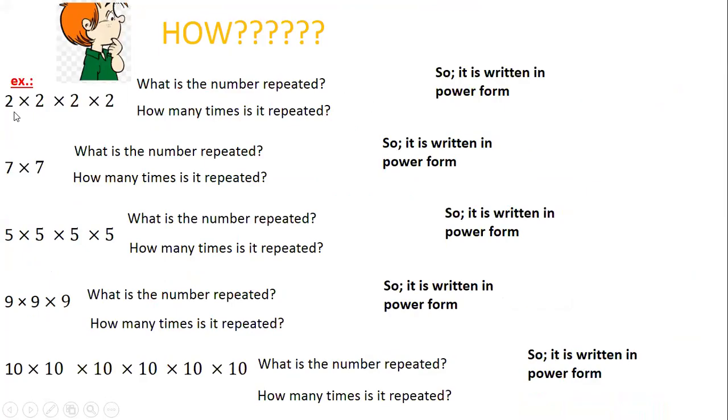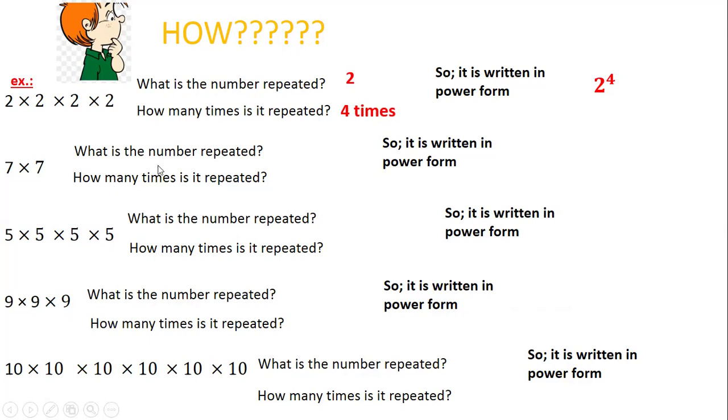Let's see the first multiplication sentence. 2 times 2 times 2 times 2. We ask, what is the number repeated? It's 2. How many times is it repeated? It's repeated 4 times. So it is written in power form, 2 to the power 4. As you can see, 2, the number repeated, is written down, and the number of repetitions, which is 4, we write above the 2.